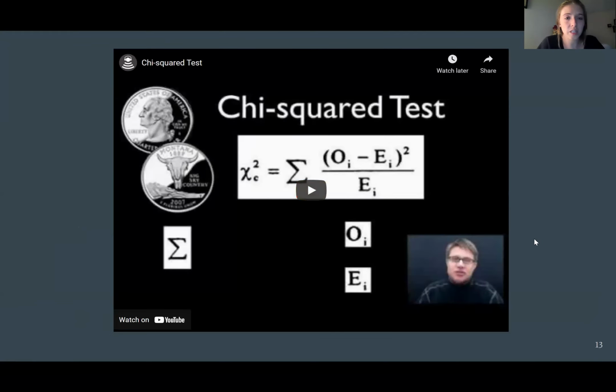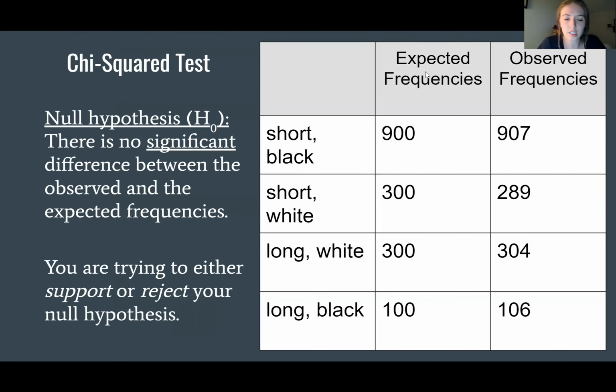There's a Bozeman video on this that is excellent, so I encourage you, if this is at all confusing, to come back to the Bozeman video and compare what I say in this video to what he says in his video, because he goes over a lot of the same concepts, just in actually a little bit simpler terms. So here are our expected frequencies, and here are our observed frequencies for each of the following phenotypes.